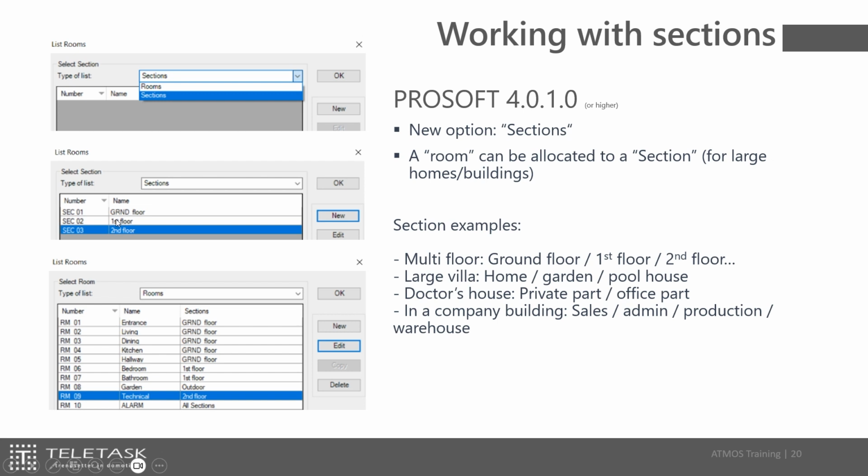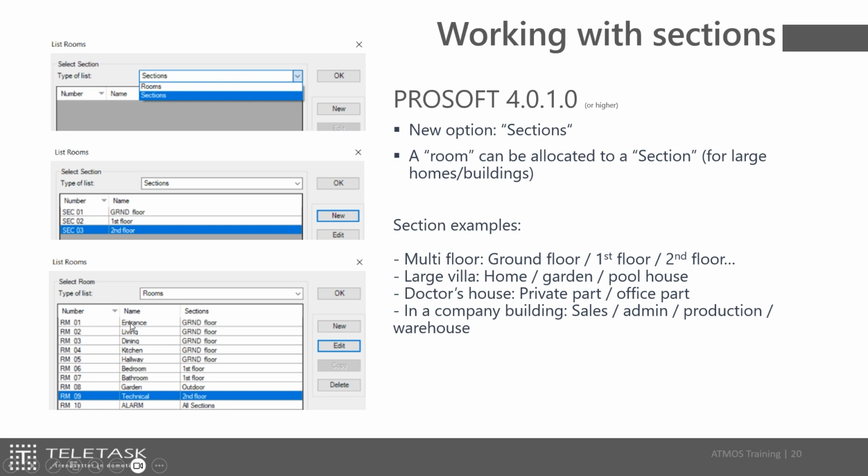Okay, so for example here, ground floor, first floor, second floor. Maybe in a professional application, as on the slide, for example, sales department, administration, production, warehouse. It depends, it doesn't need to be floors, it can be zones or whatever it is. So you just name it, and then you go back to the rooms, and every room by default is connected to all sections, like the lowest example here.